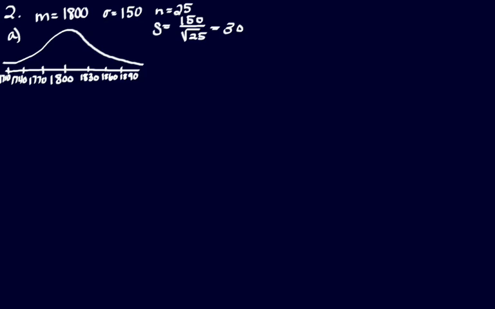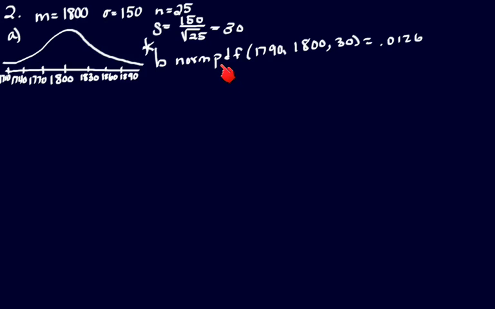So in this case, you can see we have a mean of 1800, and it goes to 1830, 1860. It's going up by 30, and then of course going down by 30 as well. Now, if you look at part B, I put an asterisk here because we really didn't talk about the PDF.